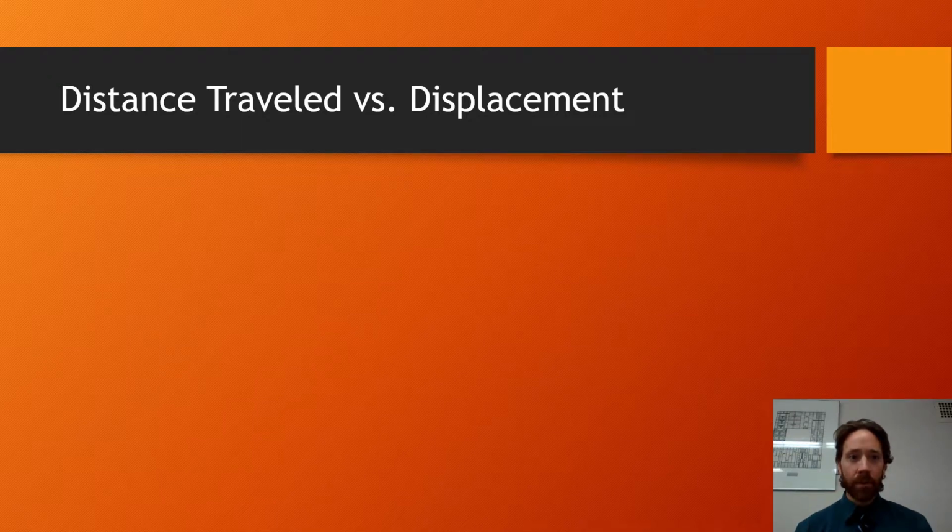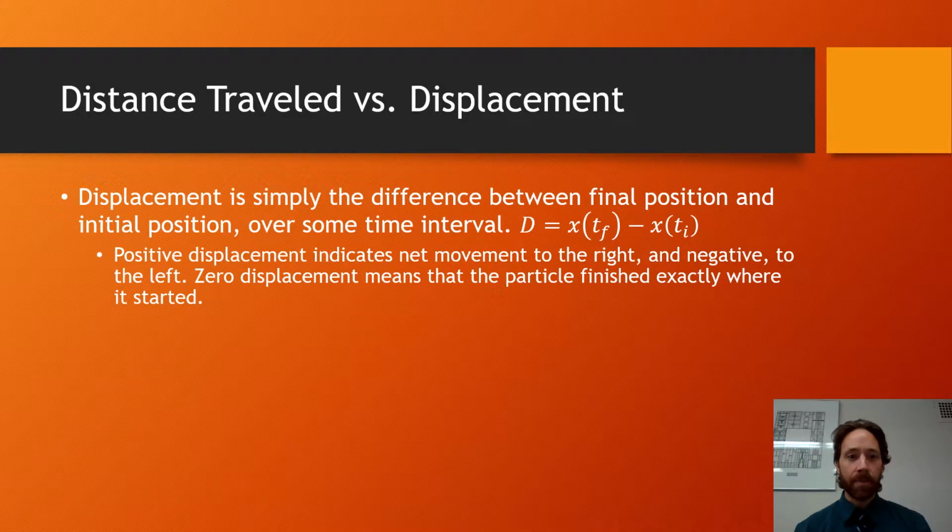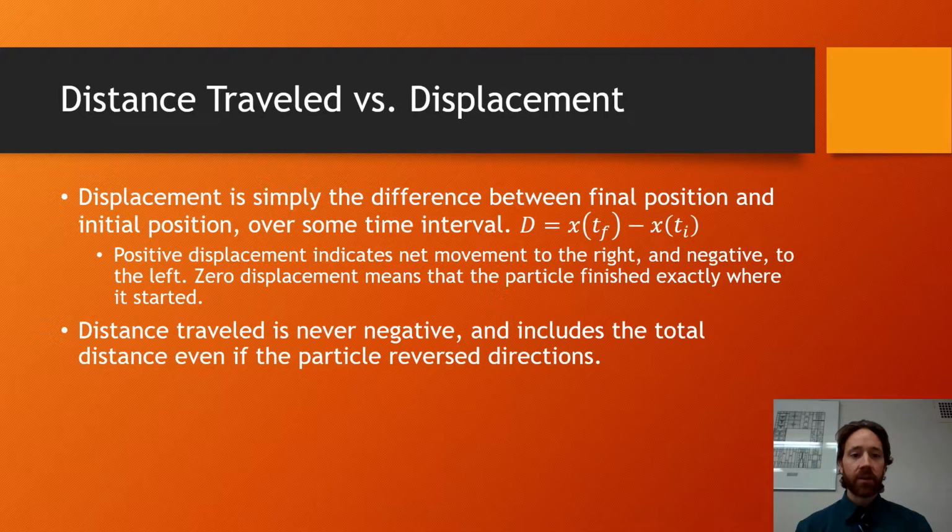The other common stumbling block is thinking about total distance traveled versus displacement. Displacement is just endpoint minus starting point. We don't care how you got there, we just want to know the difference in those two positions. You can have zero displacement, which just means that you finished where you started, even if you traveled around the world to get there. Distance traveled is never negative, it includes total distance, even if the particle reverses directions.